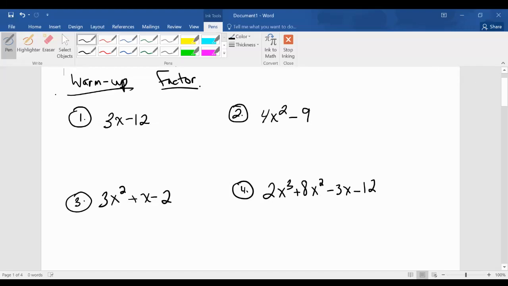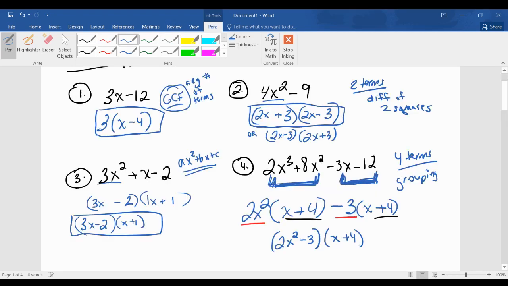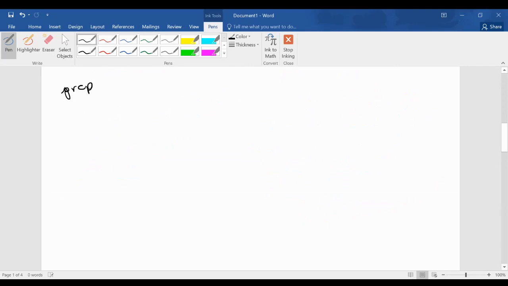We are going to start today with a warm-up, and I'm going to take you back to Algebra 1 and ask you to factor each of these. So go ahead and pause the video and try to factor each of these expressions. Okay, and that is a correct factorization. The new part is some prep for section 5.3.